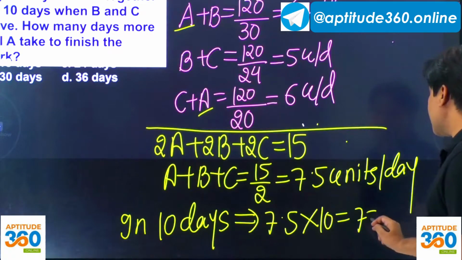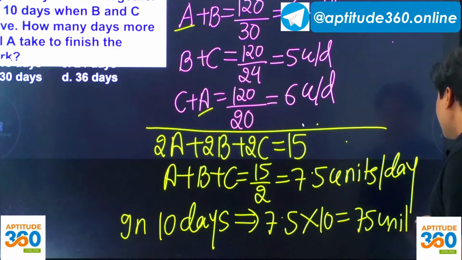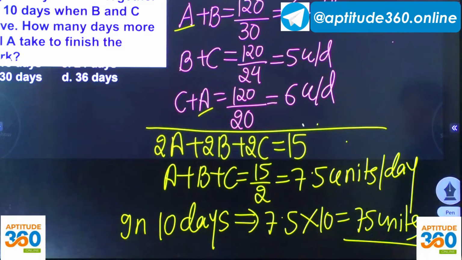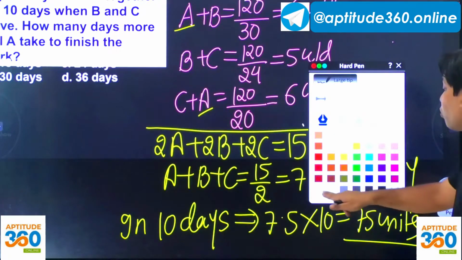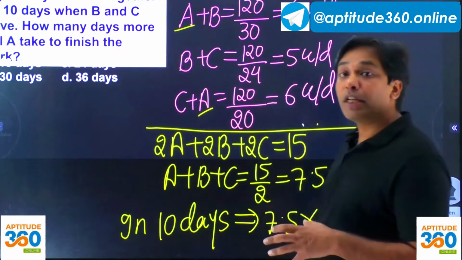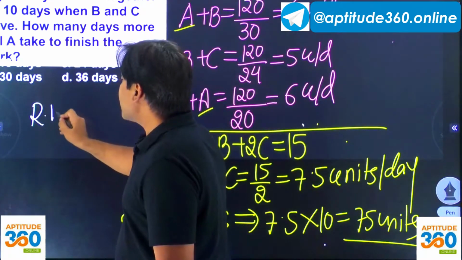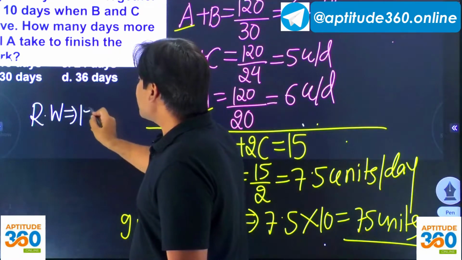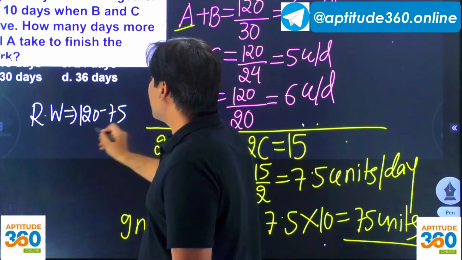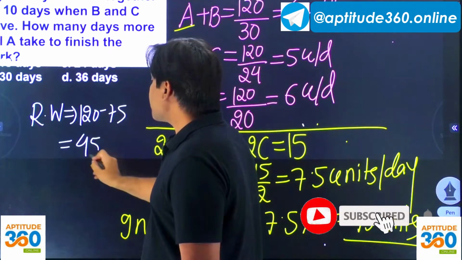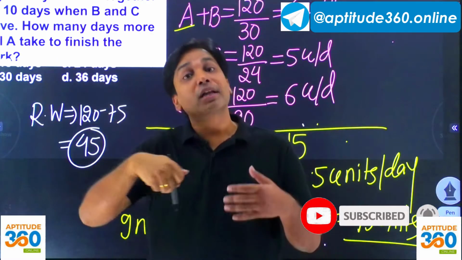75 units is done. And since 75 units have been completed, we will have to find out how many units are still remaining. So remaining work is going to be 120 minus 75, which is coming out as 45 units. अब ये 45 यूनिट्स हमारे को करना है.